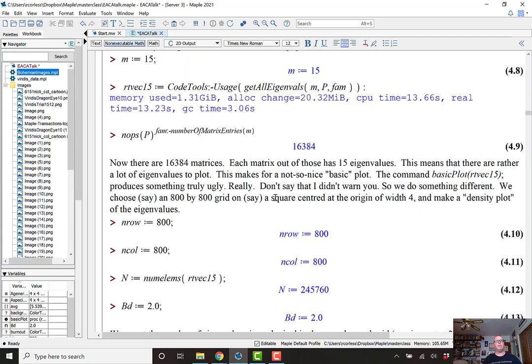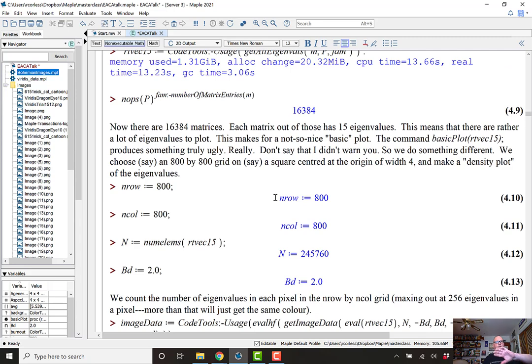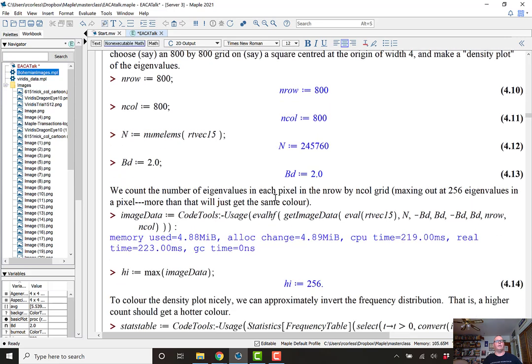And we make a density plot of the eigenvalues. So we're going to divide that plane up into an 800 by 800 collection of boxes, and we're going to count the number of eigenvalues that land in each box. Okay, that's what this does. We have a function to get image data from the vector of eigenvalues.